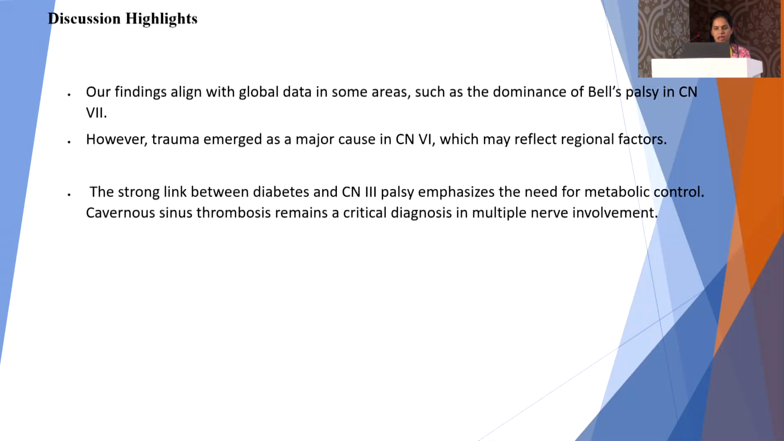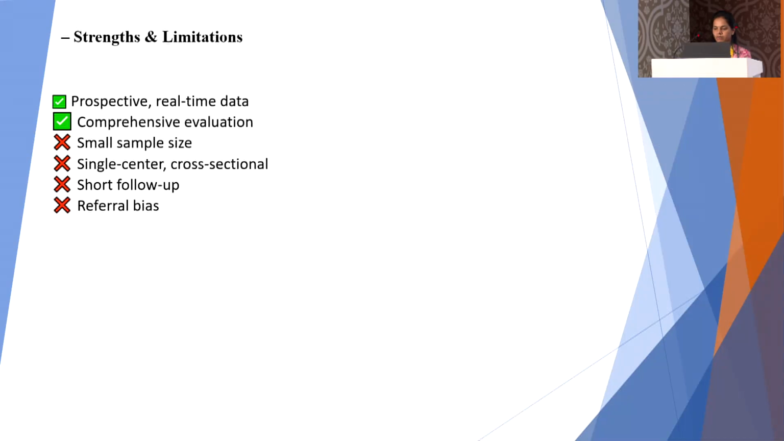So our findings align with the global data in some areas, such as the dominance of Bell's palsy in cranial nerve 7th. However, trauma emerged as a major cause in cranial nerve 6th, which may reflect regional factors. The strong link between diabetes and cranial nerve 3rd palsy emphasizes the need for metabolic control. Cavernous sinus thrombosis remains a critical diagnosis in multiple nerve involvement. The strength of this study was prospective and comprehensive evaluation, and there was a small sample size.